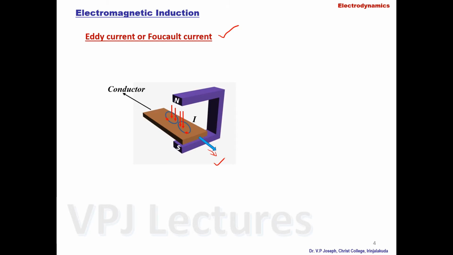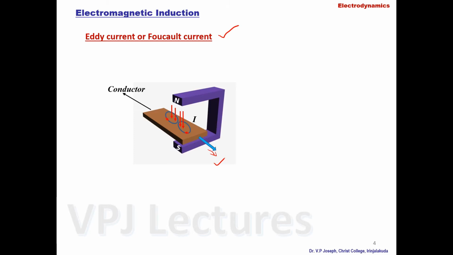And as the conductor moves away from the magnetic field, the reverse happens. At that time the magnetic field tends to decrease. In such a situation, the conductor produces circular currents within it in order to maintain the magnetic field. So the direction of the current is such that the magnetic field produced is in the direction of the magnetic field of the external magnet.